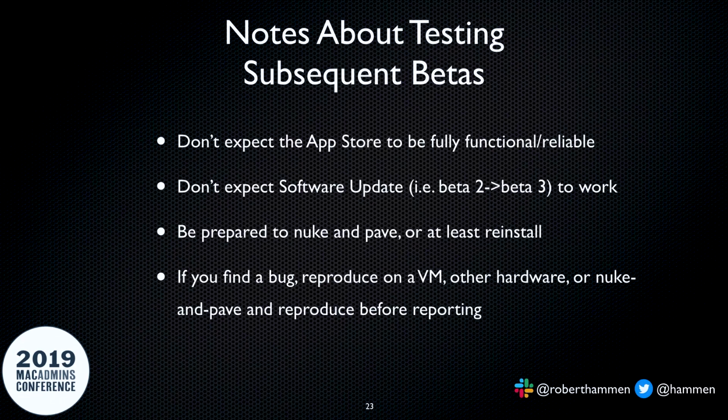When you're testing, especially when you're testing a machine that's already a provisioned machine or a machine that's been upgraded a few times, if you find something that you think is a bug, see if you can reproduce it before you submit it. Not everything is a bug. Sometimes it's the process that's caused the problem, or maybe it's something legacy. So try to replicate that on a fresh system or a nuke and pave.